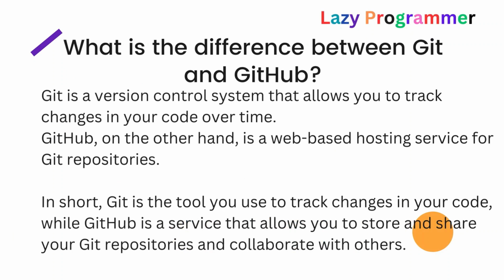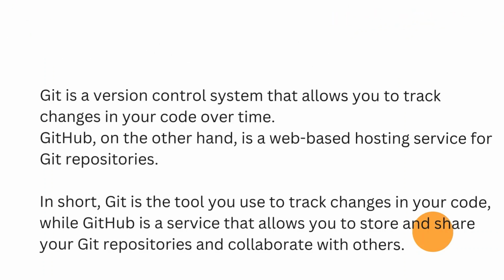The next question, which is asked multiple times in interviews, is what is the difference between Git and GitHub? Here, Git is a version control system that allows you to track the changes in your code over time. GitHub, on the other hand, is a web-based hosting service for Git repositories. In short, Git is a tool which you use for tracking the changes of your code, while GitHub is a service that allows you to use that particular tool, with some additional features where you can collaborate with others over the internet.